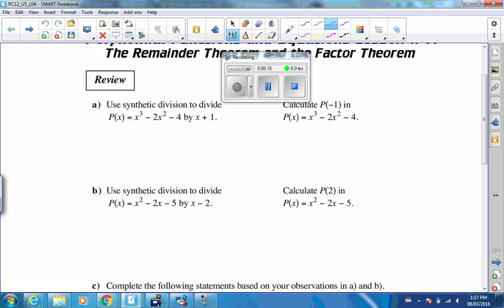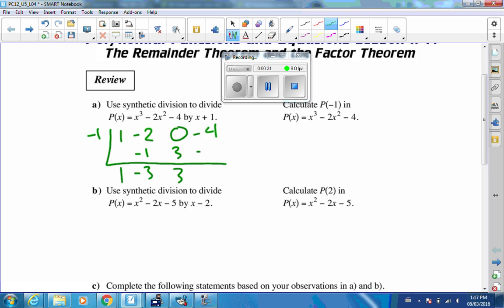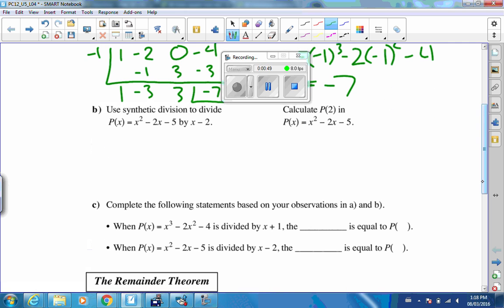First, I want to do synthetic division on this one. 1, -2, 0 x's, and -4. Again, make sure you've got your placeholders. -1 up front, 1, -1, -3, 3, 3, -3, -7. Now, if I do this with -1 here, -1 cubed minus 2 times -1 squared minus 4, hey, it's -7 also. What a coincidence.